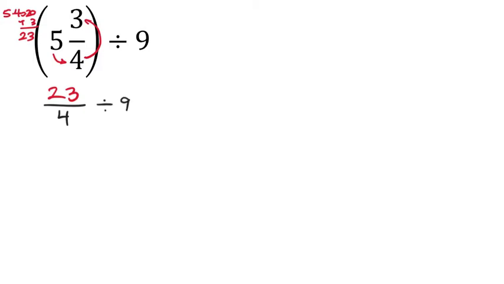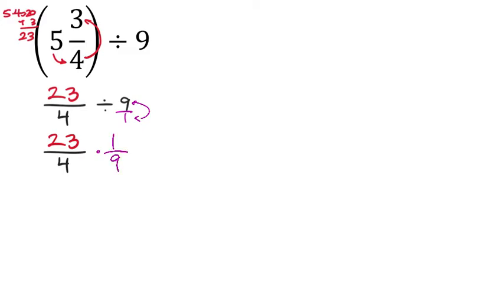Okay, but I do not want to divide by 9. I'd rather divide by 9 over 1, which we can show right now. And I don't like division with fractions. I would rather instead multiply the fraction. So I'm going to take my 23 fourths, and I'm going to change this operation from division to multiplication. I just got to remember to reciprocate that divisor fraction. So that's 9 over 1 becomes 1 over 9.